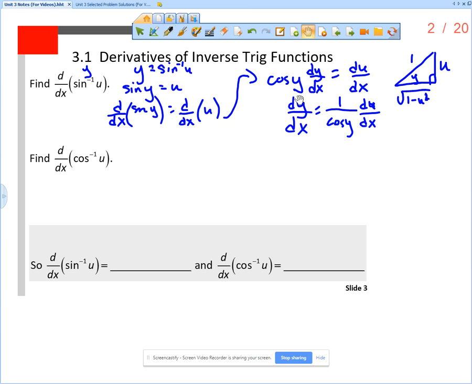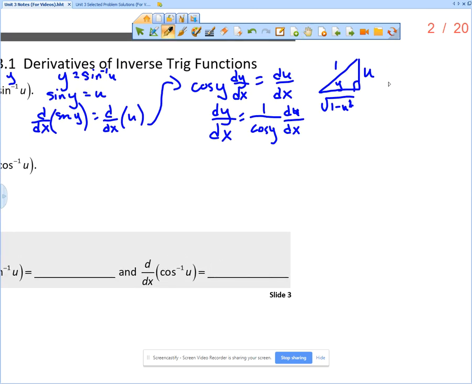So if you're not sure, let's go on the side here. If this is u and this is 1, I would say u squared plus, let's call this other side a, a squared equals 1 squared. So if I want to solve for a, I get a equals plus or minus the square root of 1 squared minus u squared, right? So a is either positive or negative. Now, if you think about it, remember that the inverse sine function is restricted to be between negative pi over 2 and positive pi over 2. So that means the horizontal part must be positive because we're in either quadrants 1 or 4. So we get positive square root of 1 minus u squared.